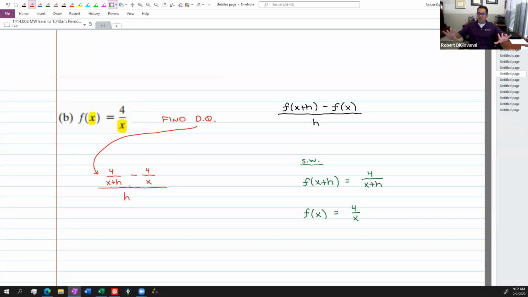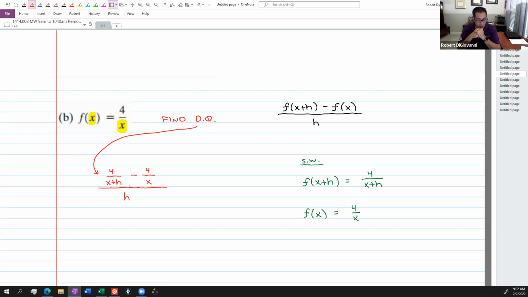Are there any questions on that setup of the difference quotient? Like how I got that algebraically? I'm not calling on people because I'm trying to get us through 3.2 today, so I'm going faster today.